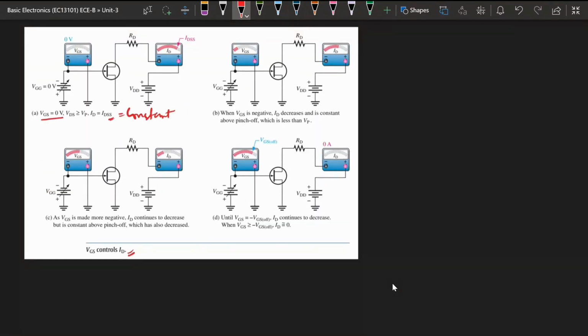The next is, as VGS is made more negative, as we are increasing the VGS in the negative direction, ID continues to decrease. So ID is going to reduce, but constant above the pinch off. The similar characteristics will be there. Again, a pinch off will be there, and this pinch off will be lower than the VP also, and beyond pinch off the current will be constant. We have already seen.